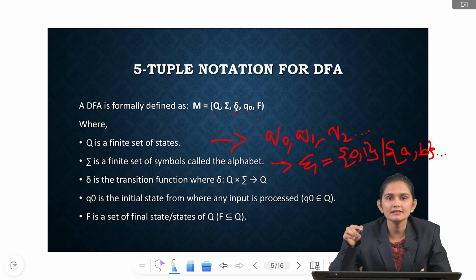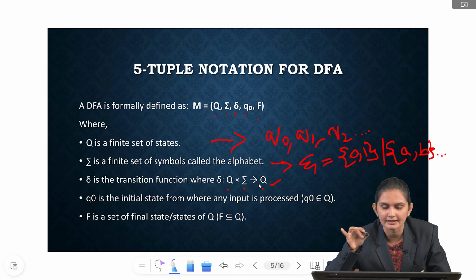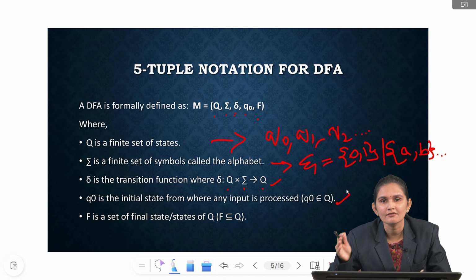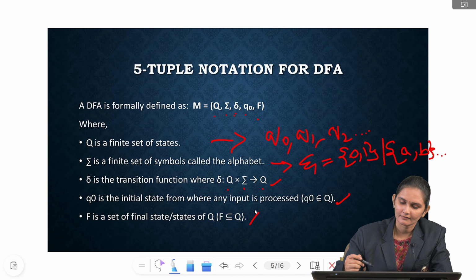Then delta. Delta is a transition function. Here for DFA, the transition function takes a state with an input and goes to another state. Next, q0. q0 is the initial state from where the string is started. And F is a set of final states. What are final states? Final states are the accepted states where the string is accepted.